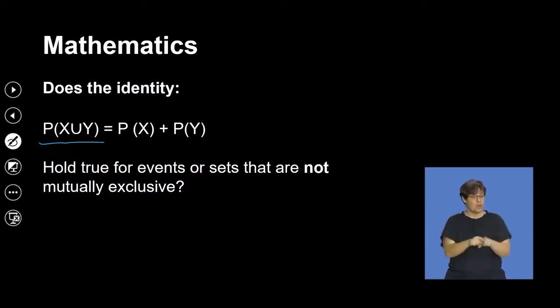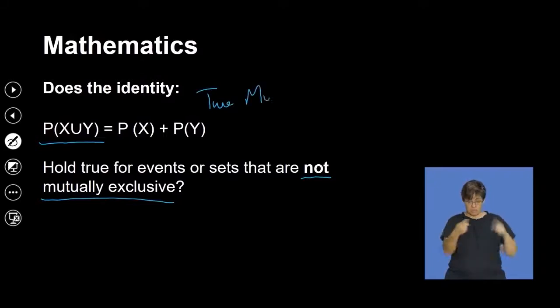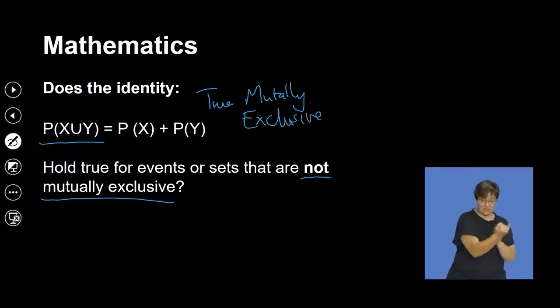What we want to ask is, does this hold true if the events are not mutually exclusive? We know this is true if they are mutually exclusive. If they are mutually exclusive, there's no intersection, and we recognize that we can take the probability of the individuals and add them together, and we'll get the probability of X or Y.